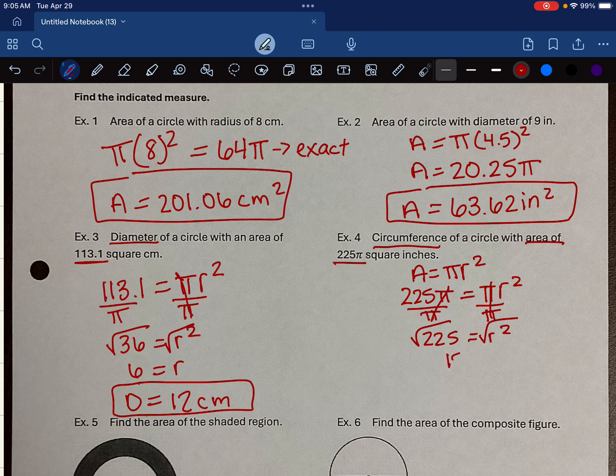Yeah. Correct on all parts. So my radius is 15, but now it wants me to find the circumference. What do I do to find circumference? 2 pi r. Yeah. Circumference is equal to 2 times pi times my radius. So that would be 30 pi or 94.2.